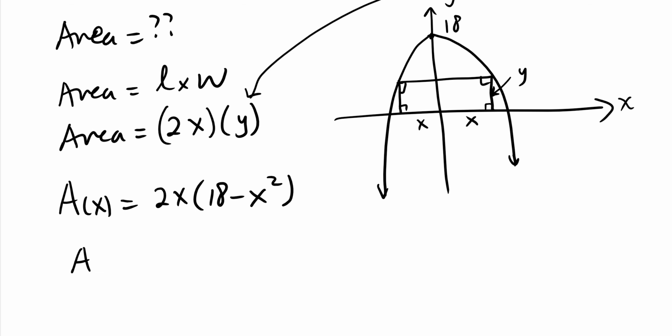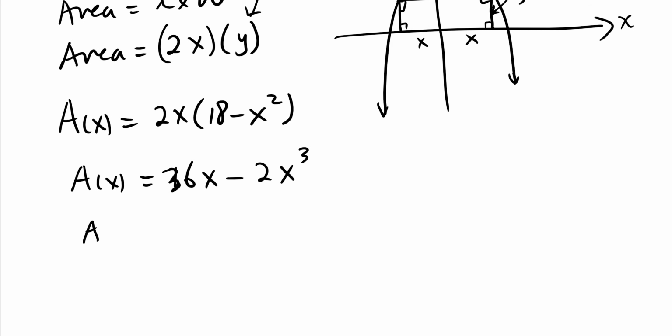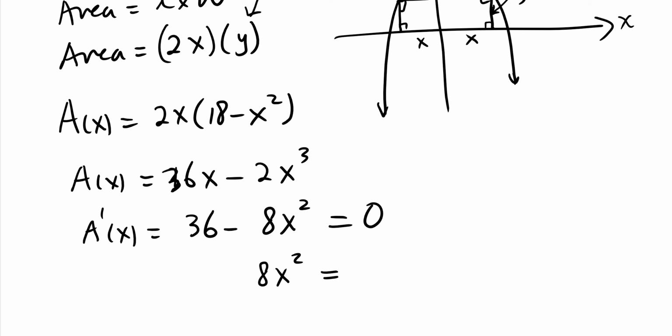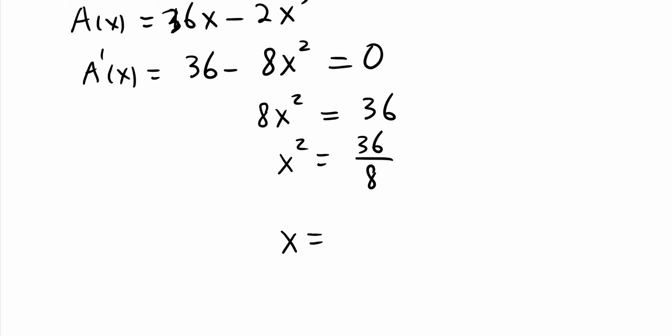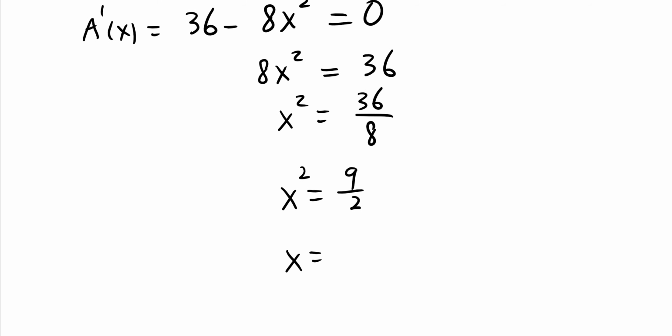So A of x equals 36x minus 2x cubed. I multiplied it out, and why did we do this? Because now we're going to find the derivative. A prime of x gives me 36 minus 6x squared. We need to find the critical numbers, so we set it equal to 0. We get 8x squared is 36. Then we divide by 8, and this can be simplified by 4: 9 over 2. So x is the square root of this, not plus or minus, because it's a distance.